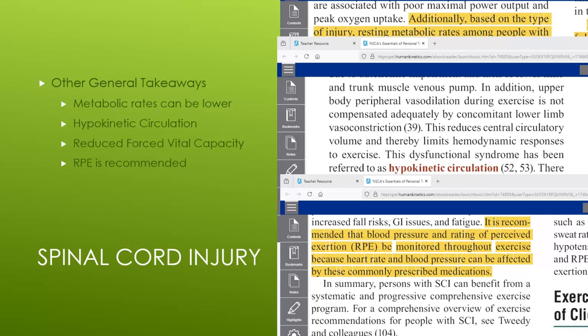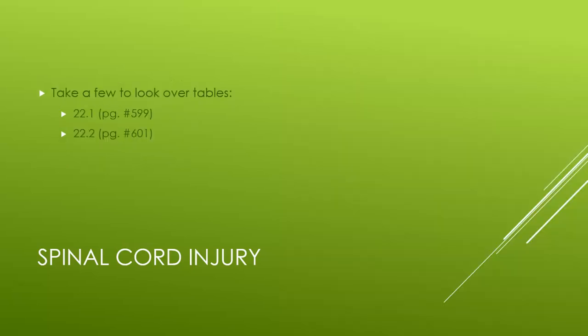So it's recommended that blood pressure and RPE be monitored throughout exercise because heart rate and blood pressure can be affected by these commonly prescribed medications. They list these medications earlier, but they're not something you're going to have to reflect upon. And with that, take a look at some of the tables on these two pages, 22.1, 22.2. They're just awkward in how they would have to be printed out here.